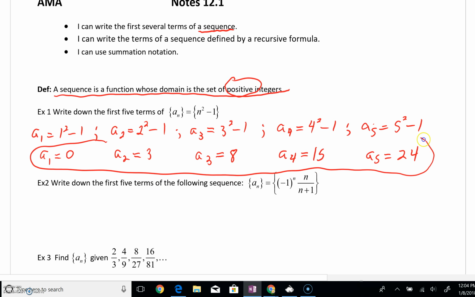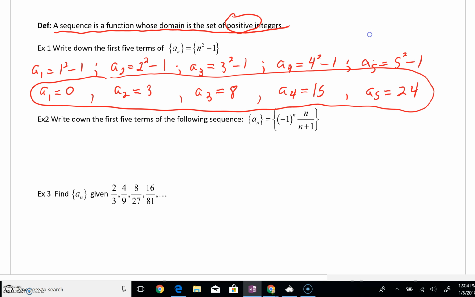Here are the first 5 terms of that sequence. Notice how we're using subscripts to clearly identify what is occurring. We see that a sub 5 is really indicating it's not just a number in this pattern, but it's the 5th number that we'd have in the pattern. So let's take a look at example number 2.